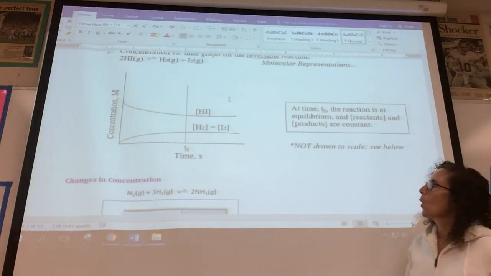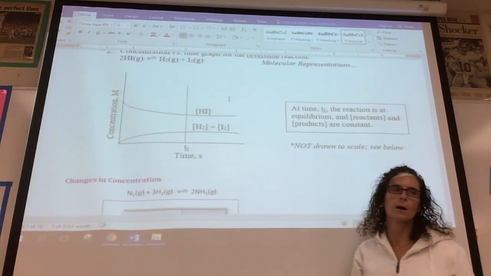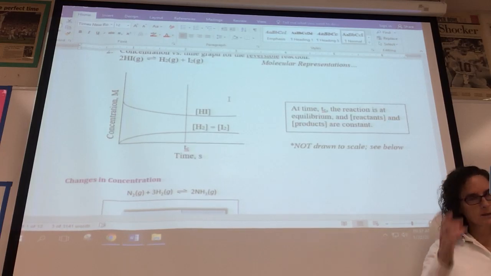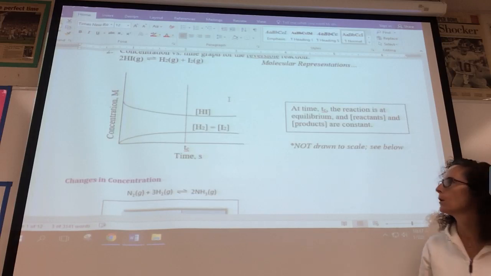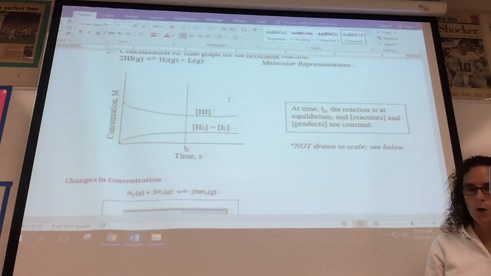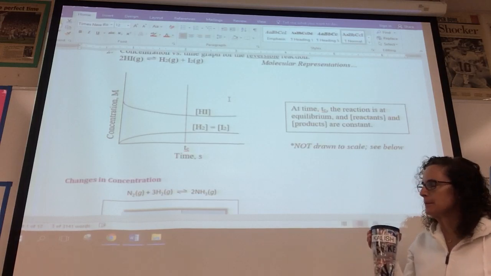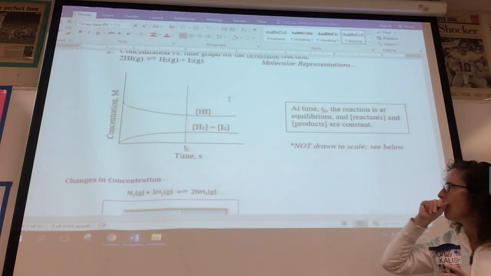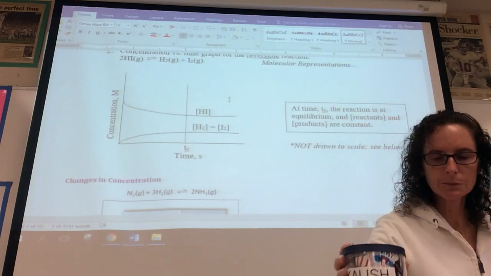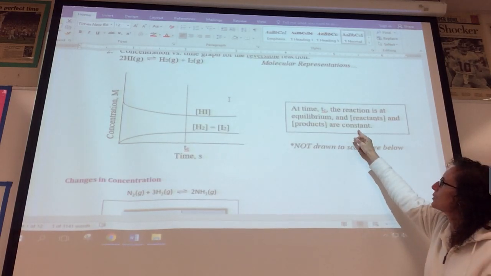Why would the concentration of hydrogen iodide be twice that of hydrogen or iodine? Because the coefficient of 2 signifies 2 times the amount, 2 moles per 1 mole. Why would these be the same? Because they have the same coefficient. Same coefficient of 1. What you're seeing there is that at some time t_c, those concentrations are just plateauing. So they're constant.